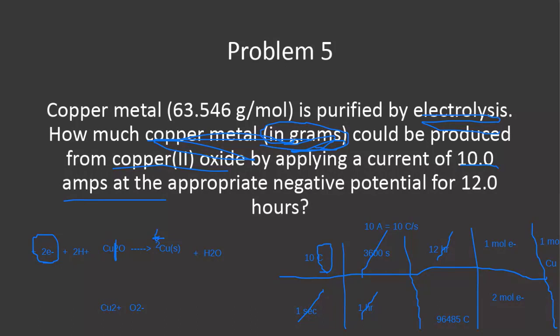You guys get what I'm saying? Because copper 2 plus and oxygen 2 minus written out would just be copper oxide. I think so. I think that's where I went wrong, because look at the key.